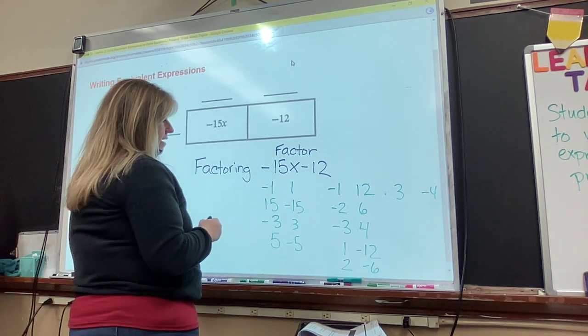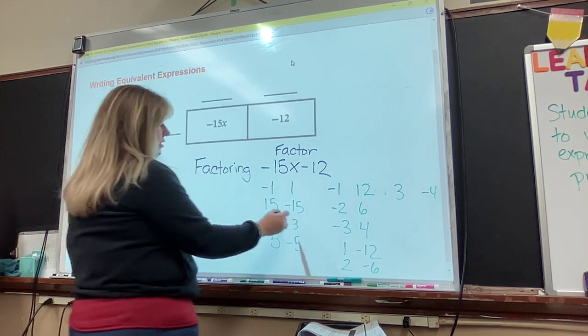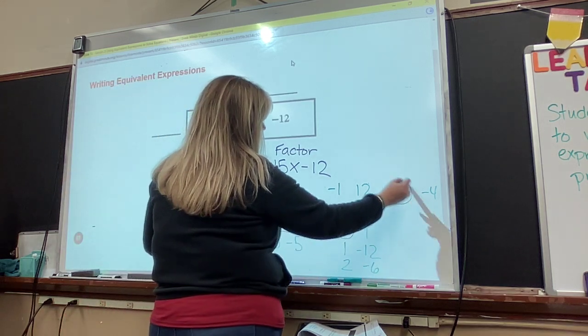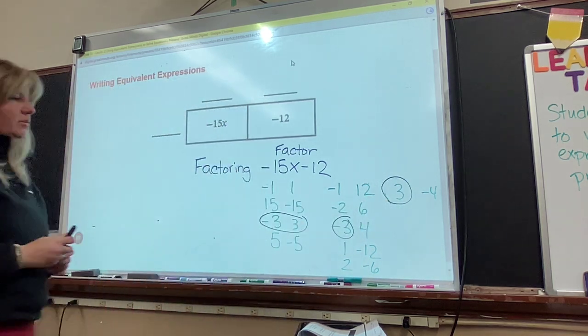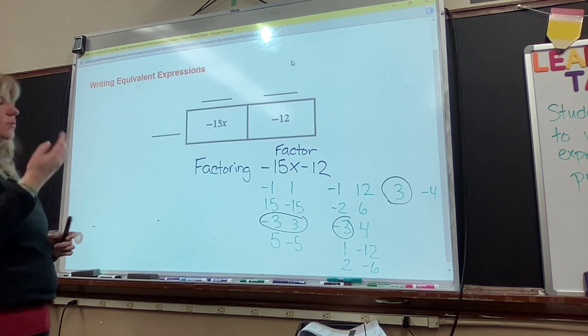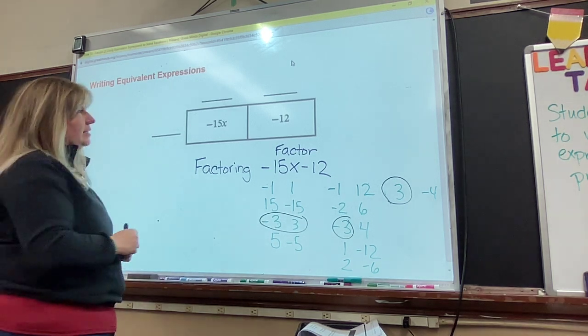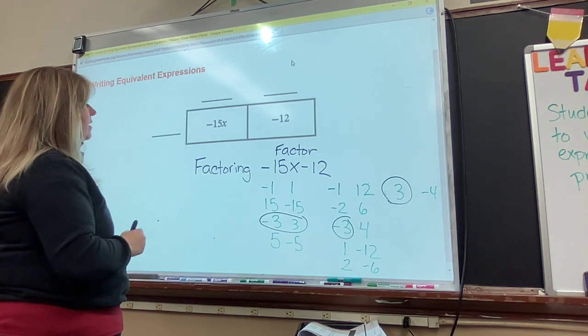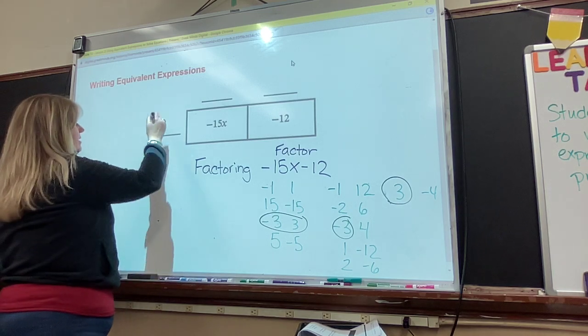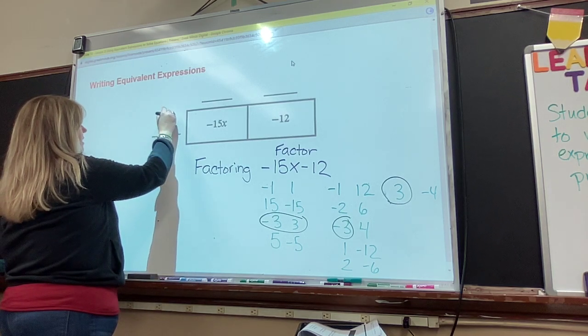So let's see, we have common factors 3 and negative 3. Those would be the greatest common factors. Either way will work, whether you choose the positive or the negative. So I'll just choose the positive for this example. I'm going to say the greatest common factor is 3.